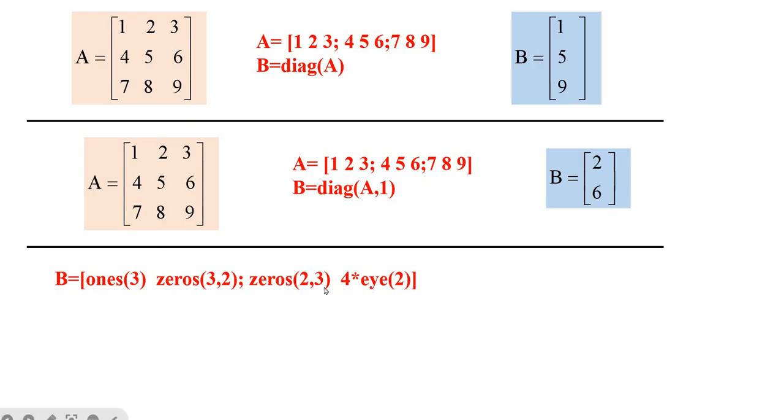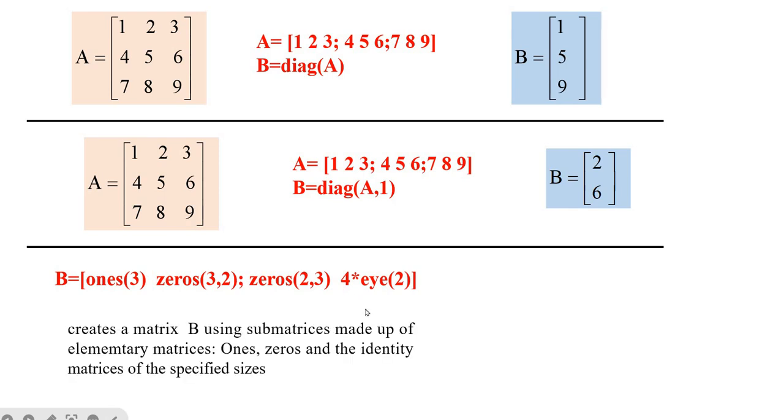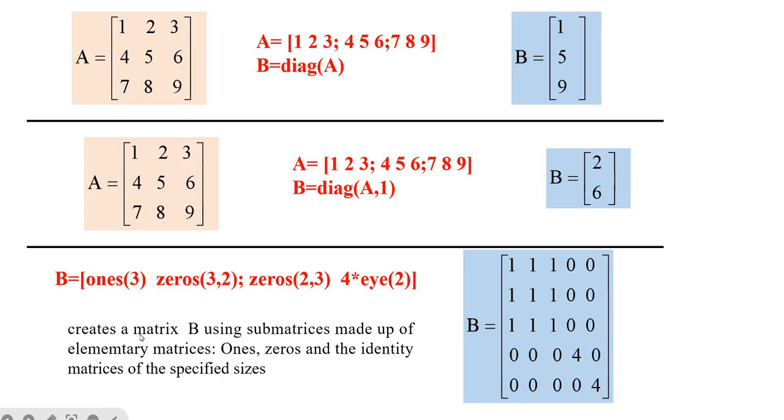Then next here zeros of 2 comma 3, it will create a zero matrix of order 2 rows and 3 columns. Then last one is I of 2. It will create an identity matrix of order 2 cross 2. Then we are multiplying that matrix with a scalar 4. That is, we are multiplying all the numbers with number 4. This will be the matrix here. What it is doing, it is creating a matrix B using the sub matrices, that is all the elementary matrices, which are those ones, zeros, and I.